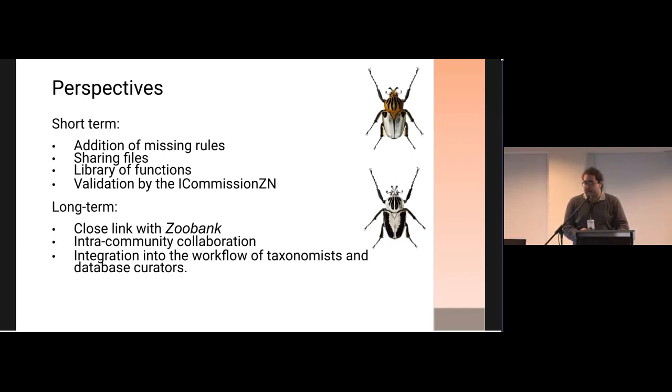In the long term, I hope to develop a close link with ZooBank, the database of the Commission, to make sure that all the elements in ZooBank are correctly applied, and maybe reach a kind of possibility for intra-community collaboration, and make it possible to create a list of available names from the taxonomist's work directly, and have it integrated either in that form or in the form of the rules that have been extracted in functions into the workflow of taxonomists and database curators.